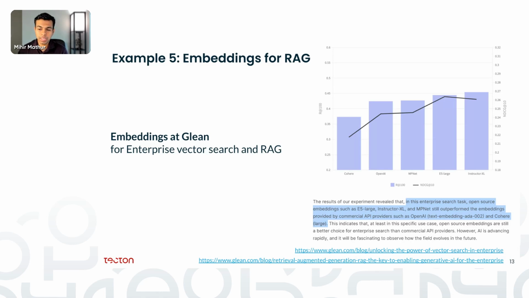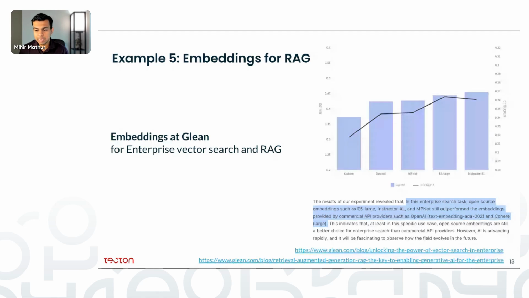One thing that struck out to me in this example was Glean said this line that in enterprise search tasks, open source embeddings such as E5 Large, Instructor XL, and MPNet still outperform the embeddings provided by commercial API providers such as OpenAI and Cohere. So open source embedding models beat the commercial embedding models. This has also been consistent with what we've been seeing at Tecton and what we've been hearing from other customers.